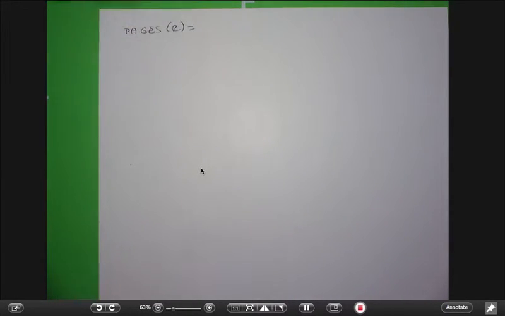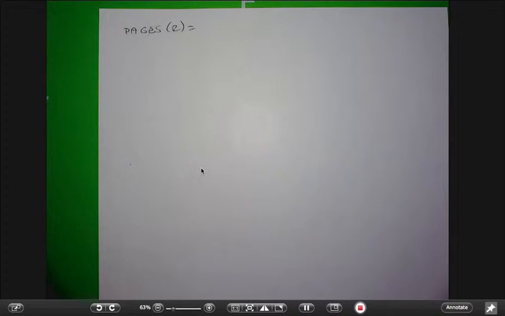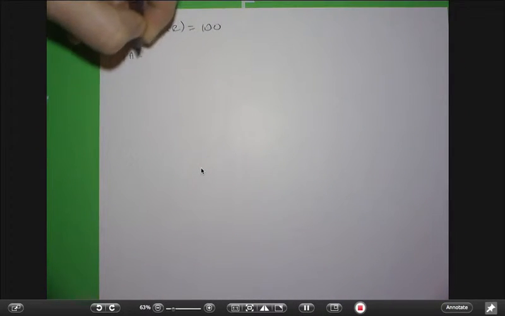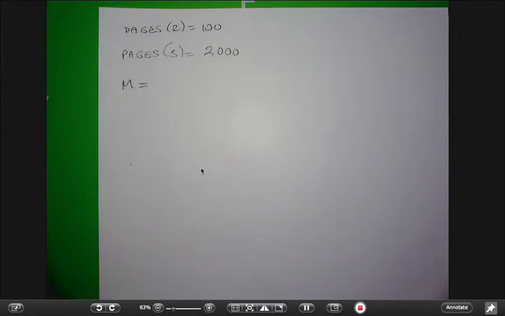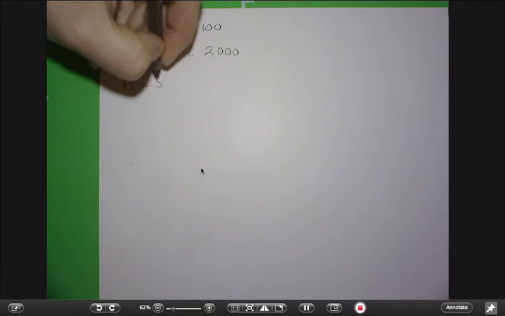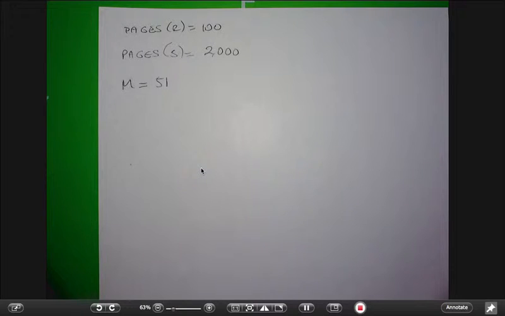Okay, so let's just do a simple operation. One example, and then I will be done with this. So let's now say pages of R is the same example I had. So what was it? This is 100. Pages of S is 2000. And let's do M is equal to, use 51 or 20? Let's just use 51. Even though it's 51, I'm going to treat it as 50 because my brain is not that strong.